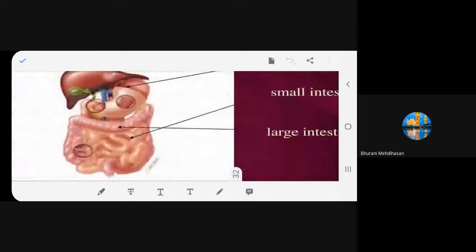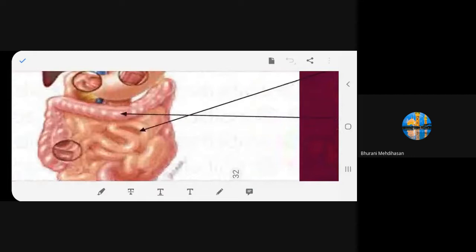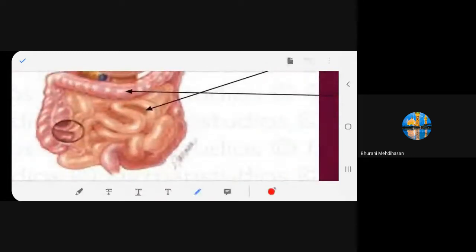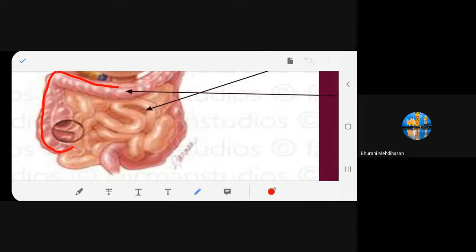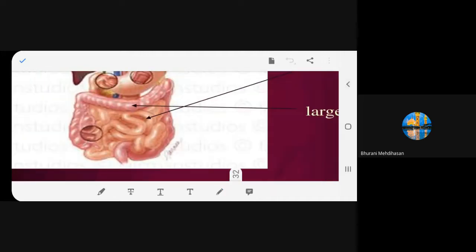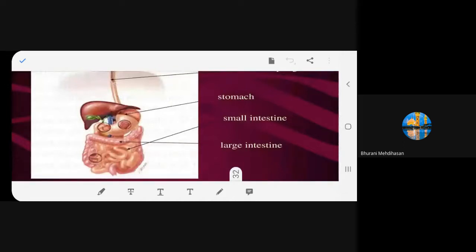And then comes the small intestine. Which you can see inside this portion is the small intestine. You can see it's a coil. Can you see this coil? This is the small intestine. And after that, you can see the large intestine. The outer side is the large intestine. Is this clear? This is the digestive system of a body. Any problem?